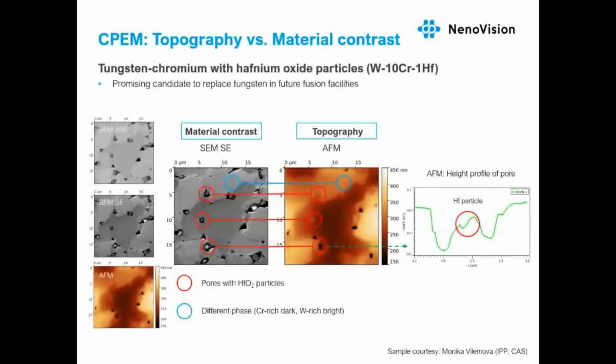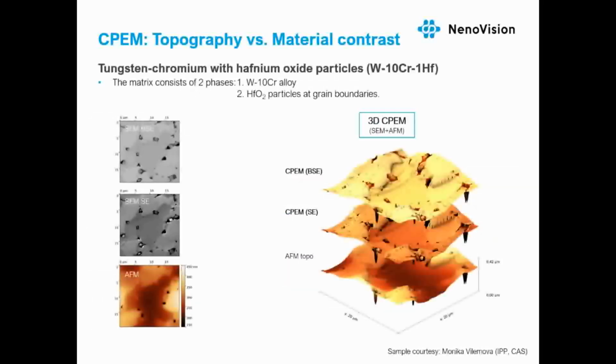For instance, the pores with hafnium oxide particles on the SEM image might look identical, but the AFM topography reveals important differences. Some features are elevated, some are depressed. On the other hand, the chromium ridge faces are invisible in the topography, but are clear in the SEM image. And as we have seen already, the CPEM correlated image incorporates all this information for clear data interpretation.